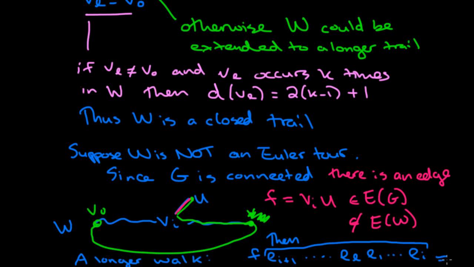And so that is in fact a contradiction, because there can be no longer trail than the one we already have, W. We took W to be a longest trail. So we just found a longer one. That's a contradiction of our assumption that the walk was not an Euler tour. So this walk here, which was in fact a closed trail, it is indeed an Euler tour, because if we suppose that it's not, we come to this contradiction.